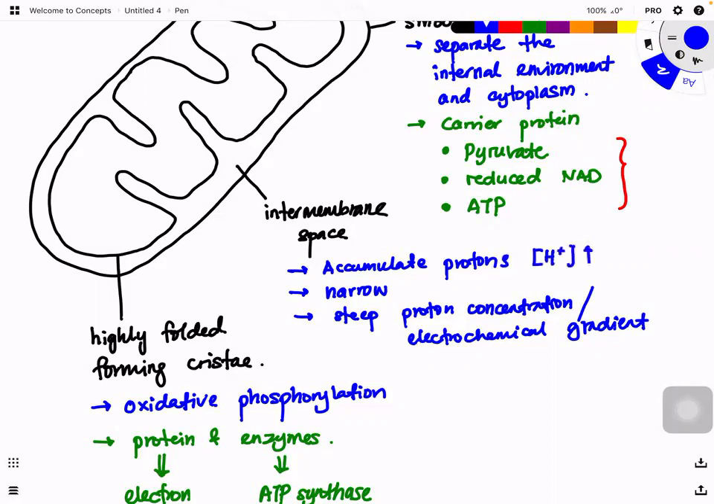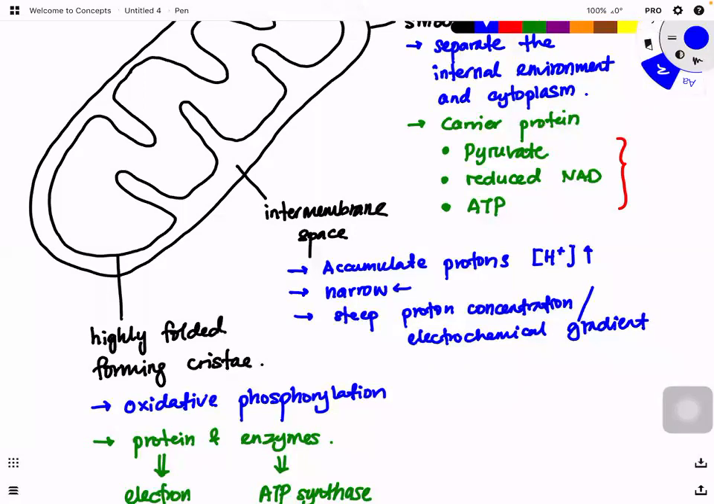Okay, in order to make the concentration high, because we know that concentration is mass over volume, it means that the volume must be low, then concentration will be high, right? So therefore, you can see the intermembrane space is actually very, very narrow. So therefore, it can create this steep proton gradient across the intermembrane space and the matrix.